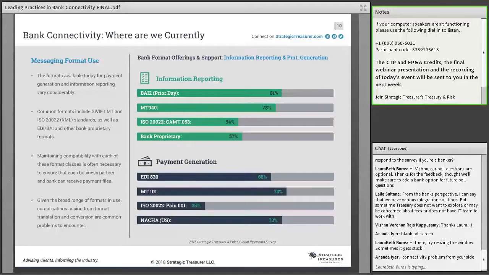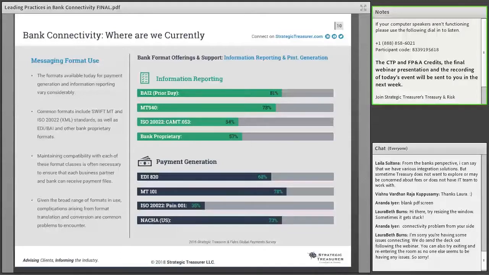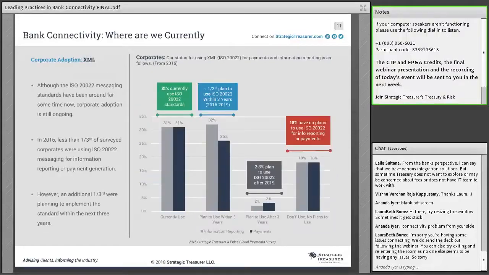Just real quick, I will say this was a 2016 survey, and we have seen a little bit more corporate adoption of the ISO 20022 formats in the past 1 or 2 years. So I think it is a little bit higher than the 35% and the 54% that you see there for payments and information reporting, respectively. That's about it, though.